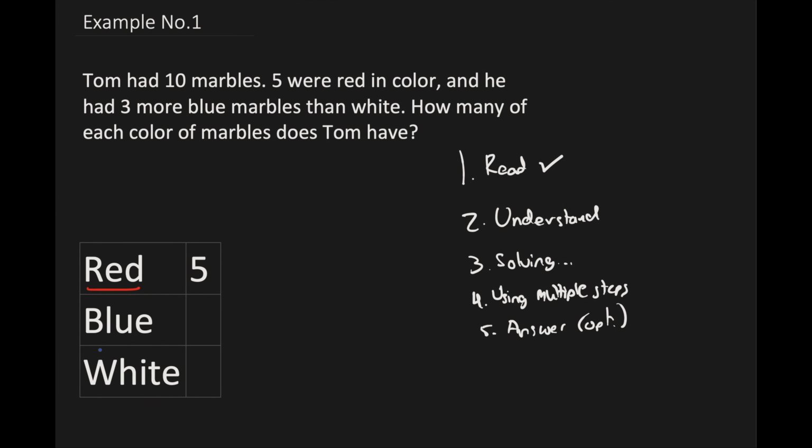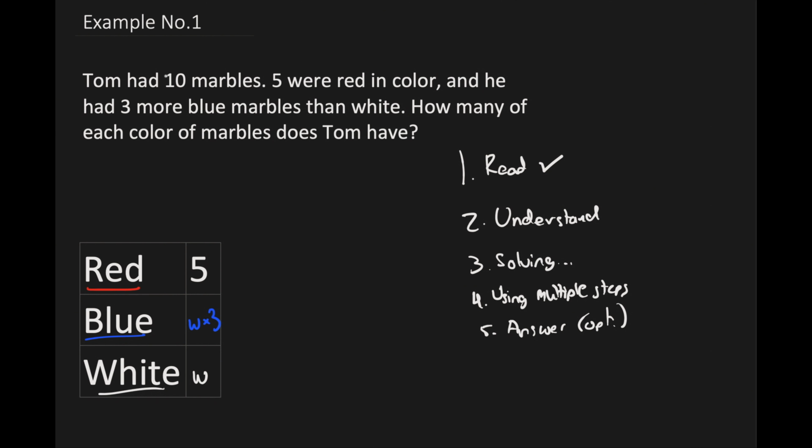Now let's figure out how many blue we have. We're going to give white a variable. We're going to call that W. Now what is blue? Blue is W times 3. So it looks like white is W, blue is W times 3, and red is 5. If you really think about it and read the problem again, you understand how to solve it. And if you understand how to solve it, that means you understand the problem.